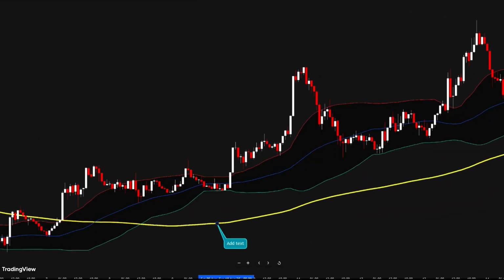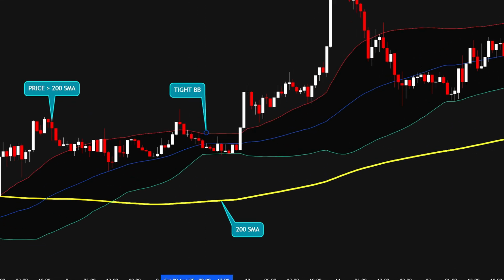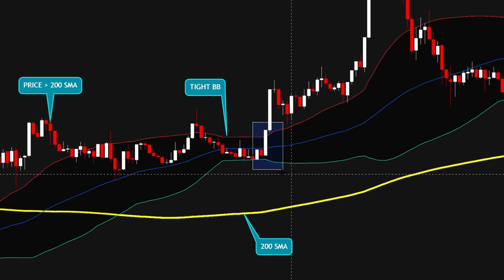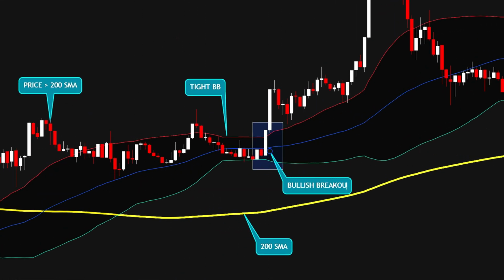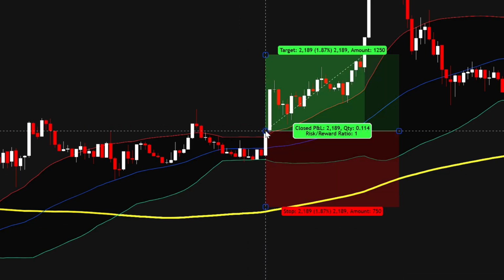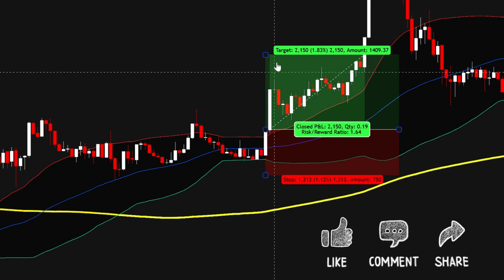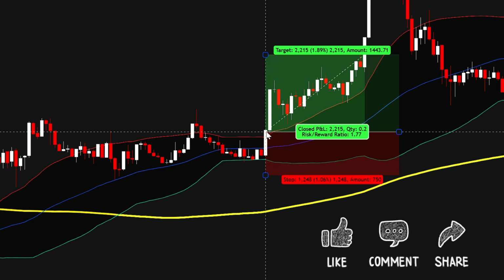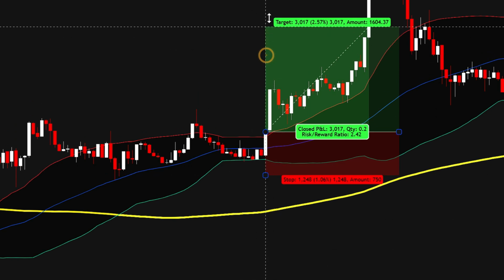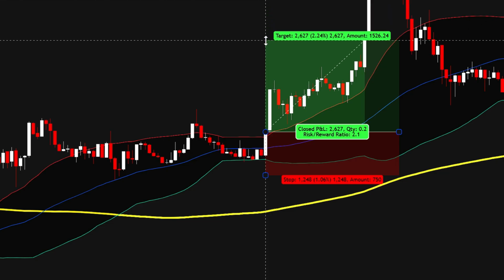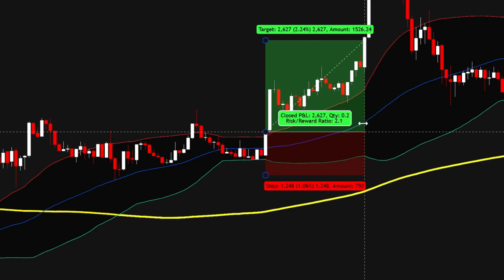Quick buy example here, same BTC chart. Price is above the 200 SMA. A trader would look for a BB squeeze, wait for a potential breakout up, and at that point the strategy would indicate a possible entry for a buy. A stop loss could be below the lower BB or SMA, with a take profit at the middle line or using a 1 to 2 risk to reward ratio. And that's a quick overview of how the buy setup could form according to these rules.